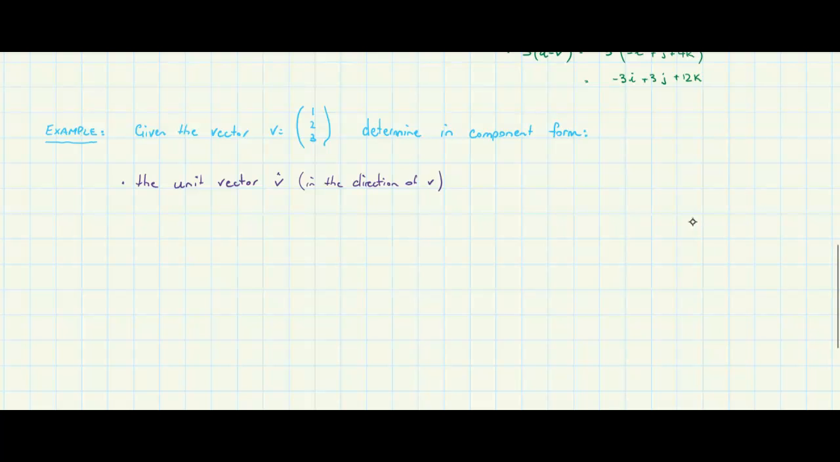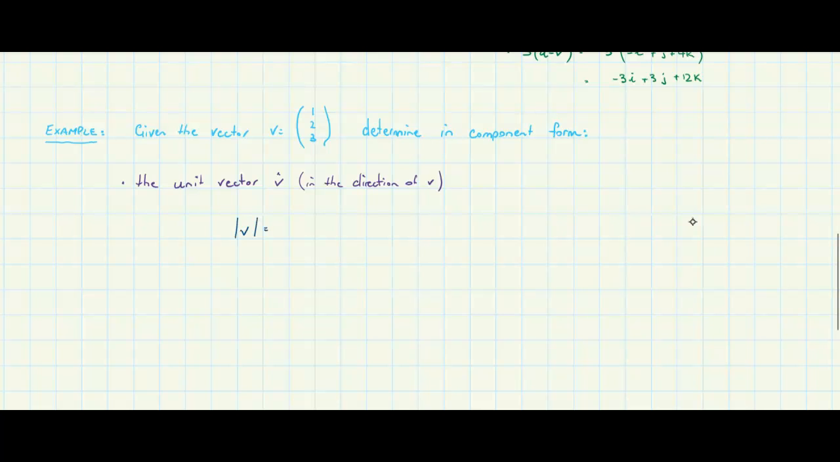Okay, we have a vector in 3 dimensions, 1, 2, 3. Its name is v. And we need to determine in component form the unit vector. Remember the notation, v with a little hat above it, in the direction of v. So the unit vector v hat.